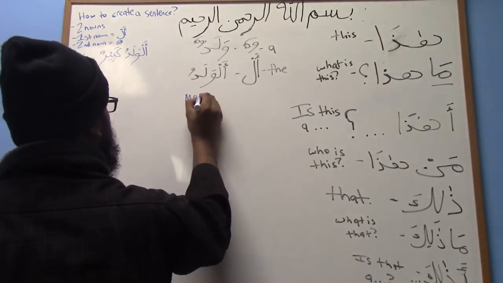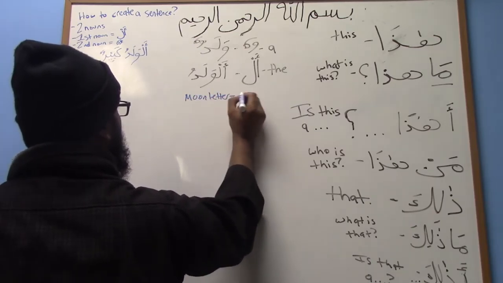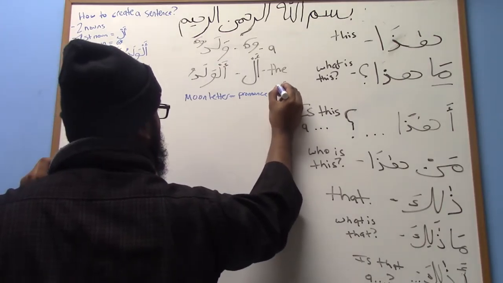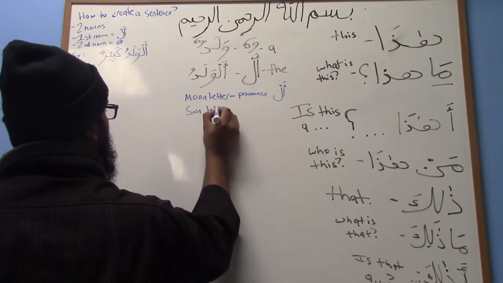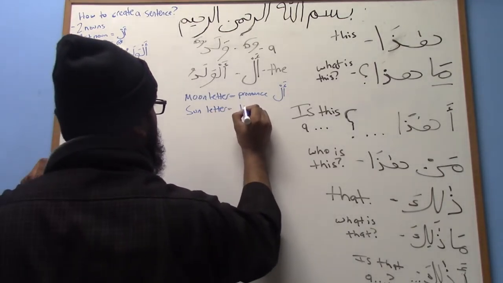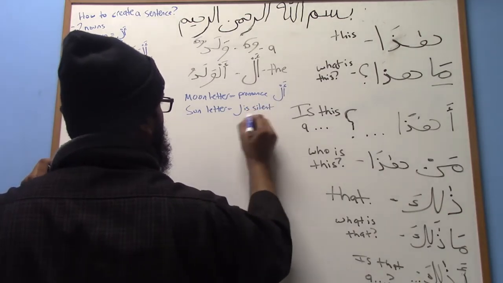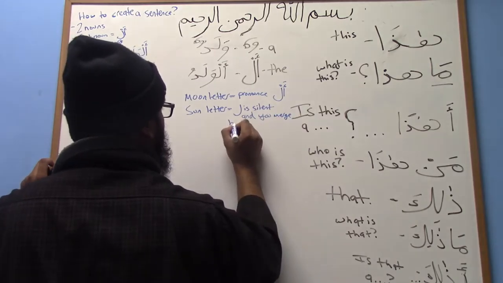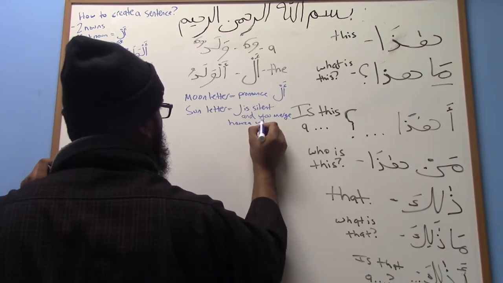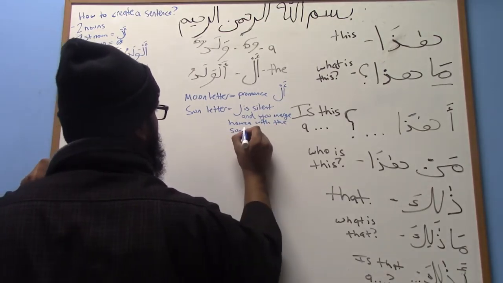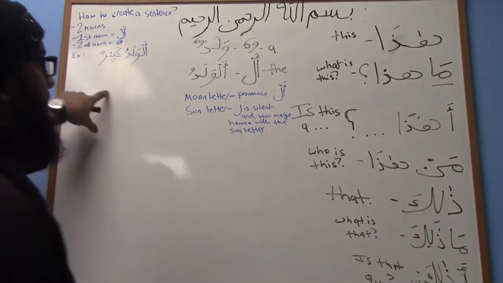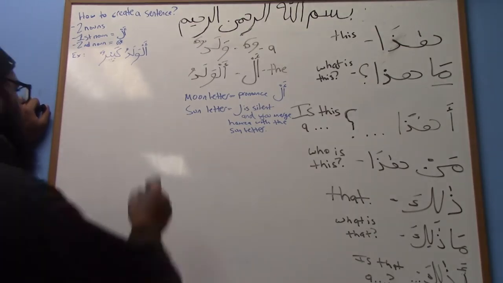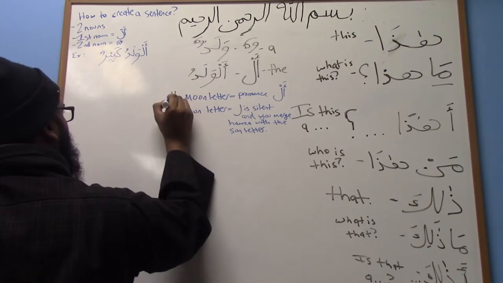With a moon letter, alif lam comes first, so would it be al bab? Good. So you're going to pronounce the alif and lam, al. While with a sun letter, the lam is silent, and you pronounce the letter and merge the alif hamza with the sun letter. Okay. So, a sun letter is when the lam is silent and you merge the hamza with the sun letter. While a moon letter, you pronounce the alif lam. So, let's give some examples. A moon letter, give me an example. Al-babu.